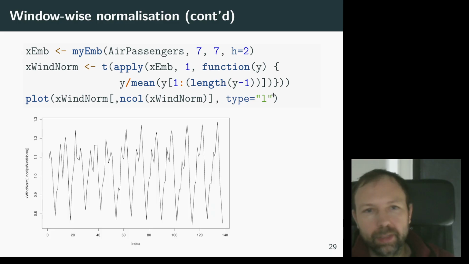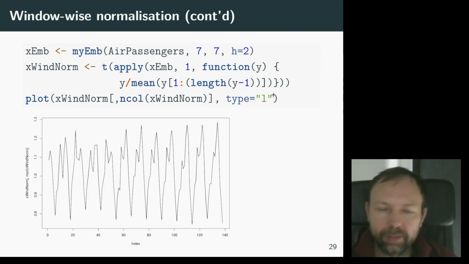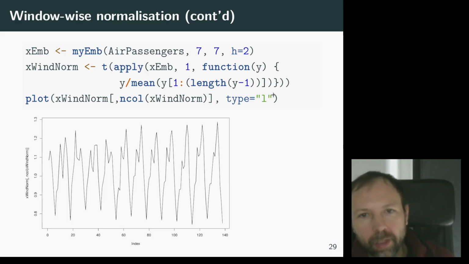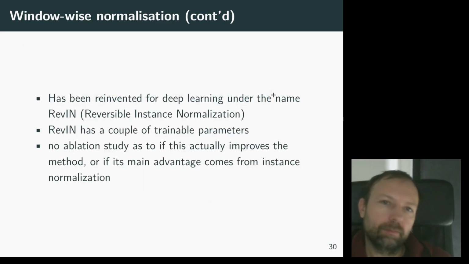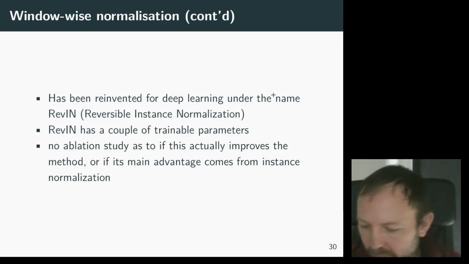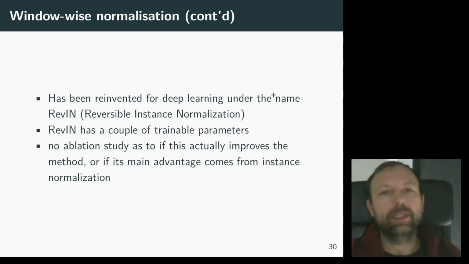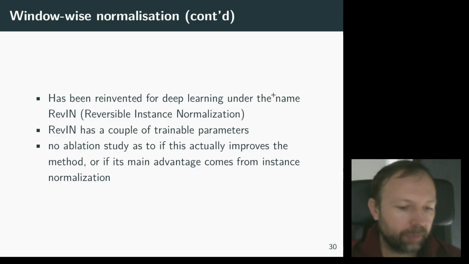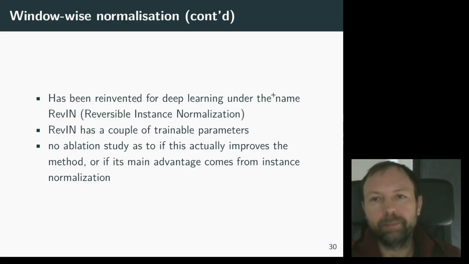Yeah, here's some example R code to do it. And you see this is that air passenger series where I did some window-wise normalization, and you see it really kind of gets rid of that multiplicative trend. And it really makes the series quite nice, just having a seasonality that you can easily model with a machine learning model. So this window-wise normalization has been around for quite some time and has been used quite effectively in machine learning.